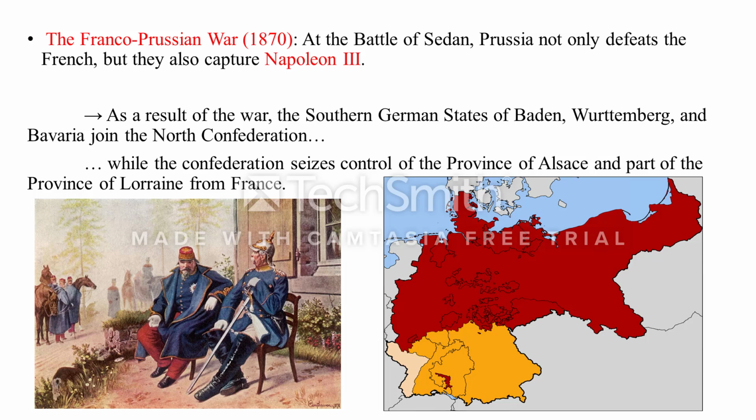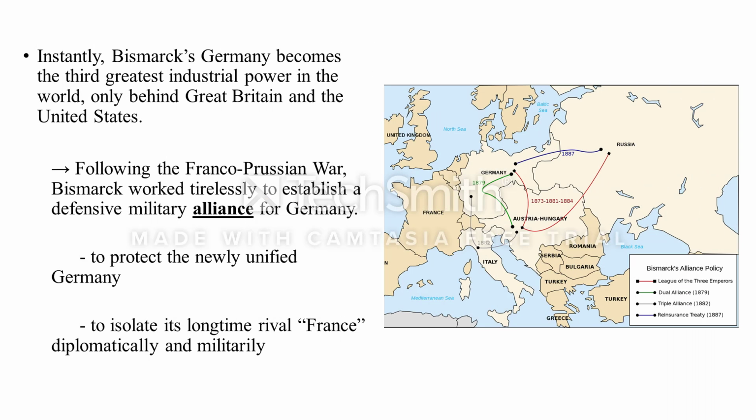Now, as you can see on the map, the red is the Northern Confederation, the orange is the southern parts of the German states that decided to join, and the light beige color you see on the far left was part of France, and now it is part of Germany. Instantly, Bismarck's Germany becomes the third greatest industrial power in the world, only behind Great Britain and the United States.